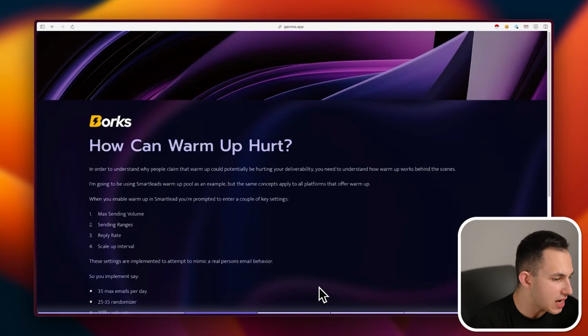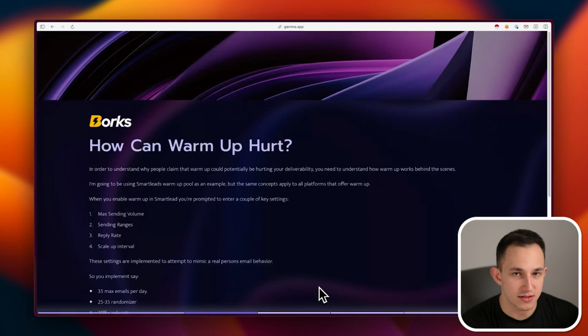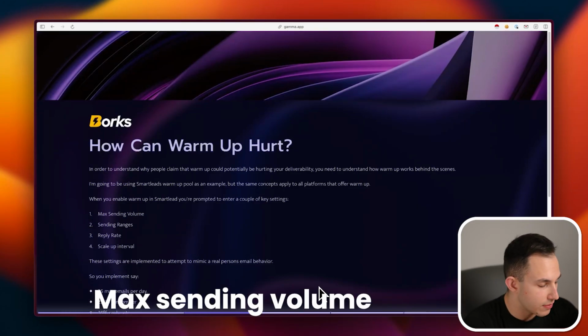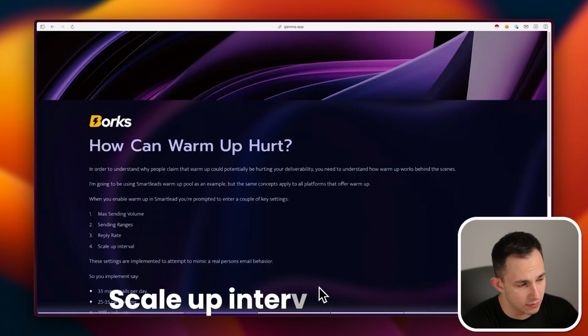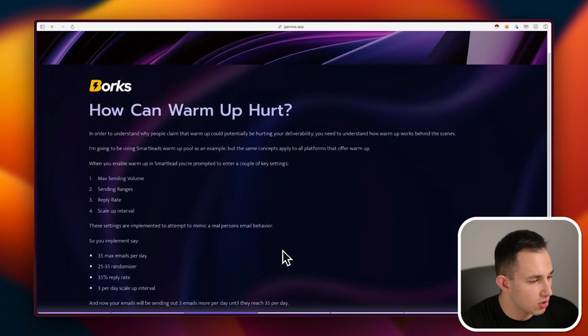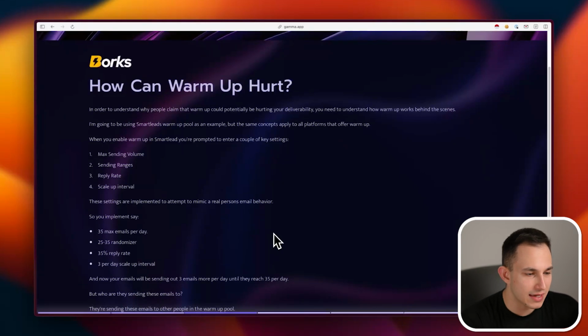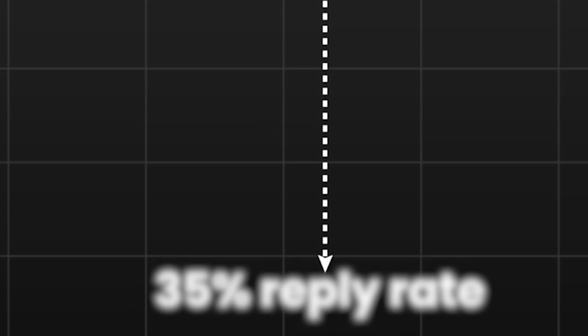Okay, now when you enable warm-up in Smartly, you're prompted to enter a couple of key settings. That includes your max sending volume, your sending ranges, your reply rate, and your scale-up interval. And as you implement these settings, your goal is to attempt to mimic a real person's email behavior. Okay, so let's say that you implement 35 max emails per day with a 25 to 35 randomizer and a 35 reply rate and a 3 per day scale up interval.